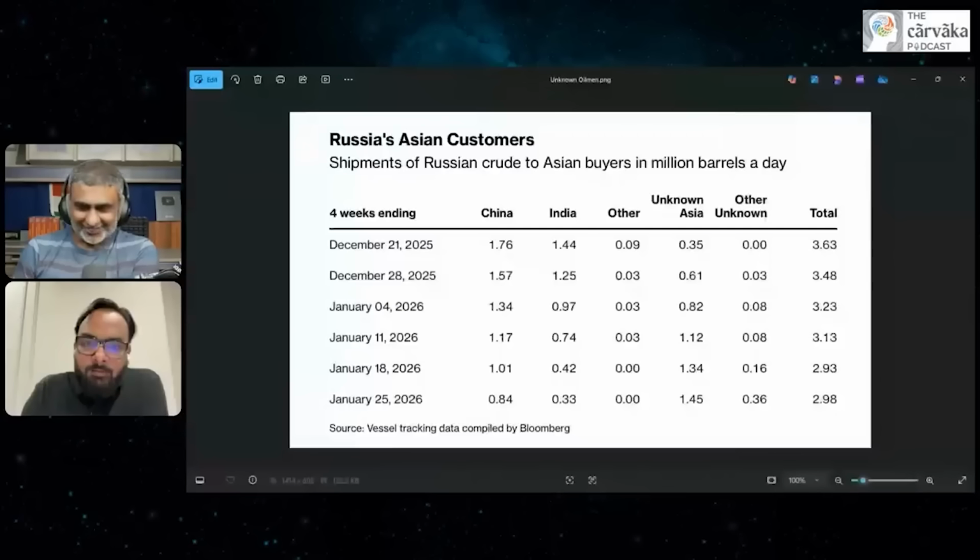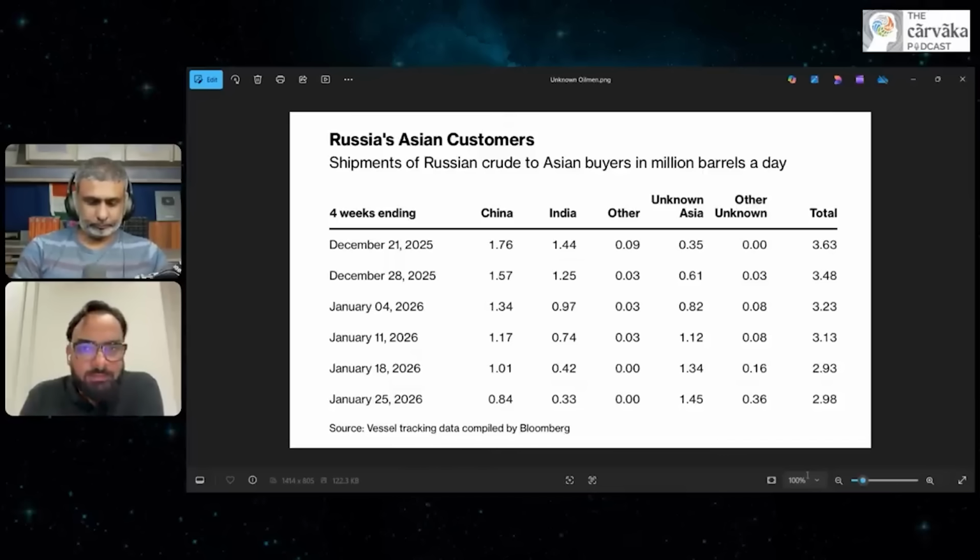Which oil is this, brother? Where was it going? Now look at this data. I've been saying since December, day one, that I want to know where this is going. Now December 21, 2025, China has 1.76 million barrels a day. India gets 1.44 million barrels a day, which is close to 30% of what we need in a day. And unknown Asian entities is 0.35 million barrels a day, where the destination is unknown.